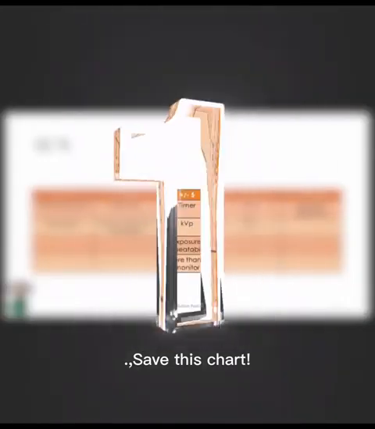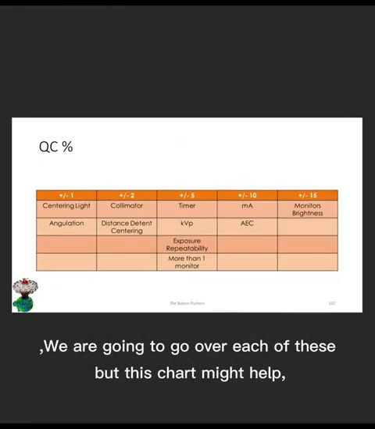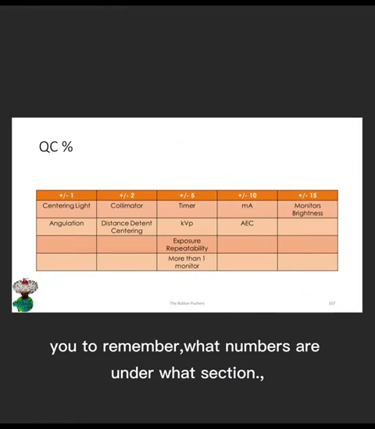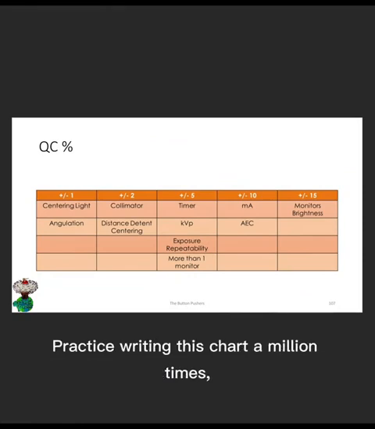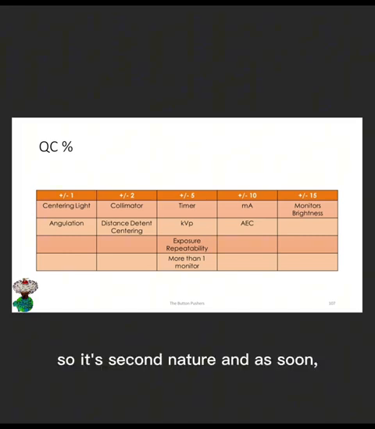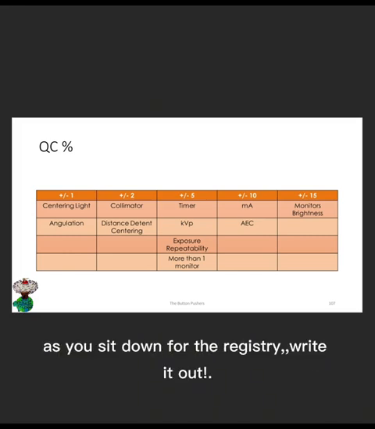Save this chart. We are going to go over each of these, but this chart might help you to remember what numbers are under what section. Practice writing this chart 1,000,000 times so it's second nature, and as soon as you sit down for the registry, write it out.